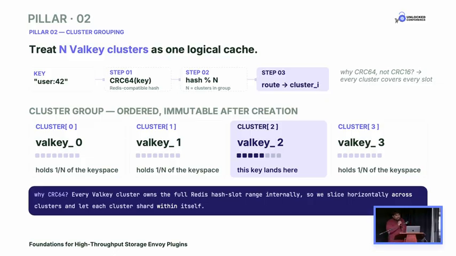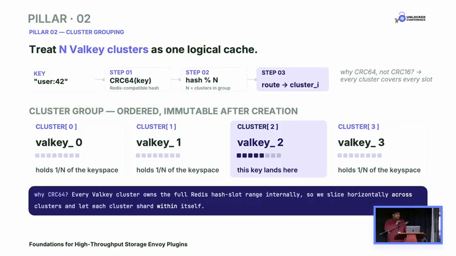And we use CRC64 here and not CRC16, because CRC16 is what the Redis Envoy proxy library internally uses to shard a key across the slots. Since we are in a layer above it, we use 64 to uniformly distribute the key space across the clusters. And this is immutable. So if in future my scale hits the limit and I want to move from a 4 cluster group to an 8 cluster group, it's a cluster migration. This is one of the reasons why we have to do cluster migrations, which I'll talk about later.